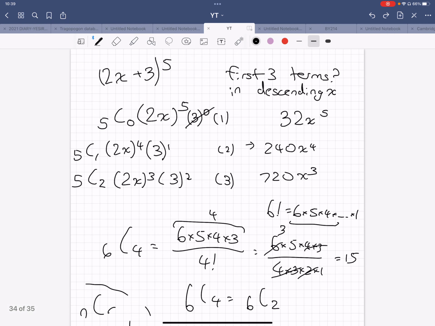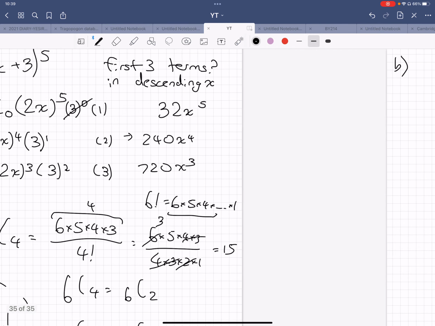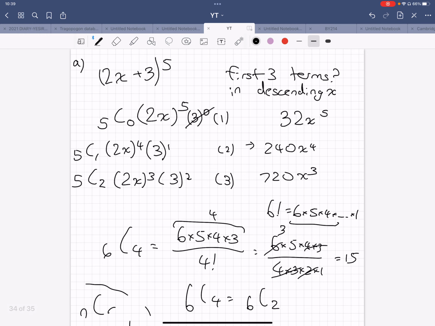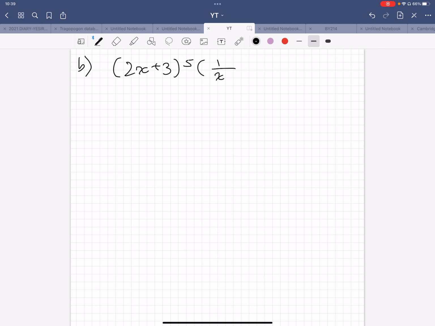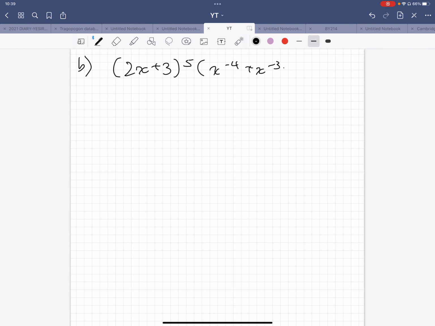Your next thing is matching coefficients. So let's say this was part A of our first question. Now part B says, well then find (2x plus 3) to the 5th times, let's just say they want us to say, x to the negative 4th plus x to the negative 3 plus x to the negative 2 plus 1. And so let's say they gave us this equation and they said find the coefficient of x.